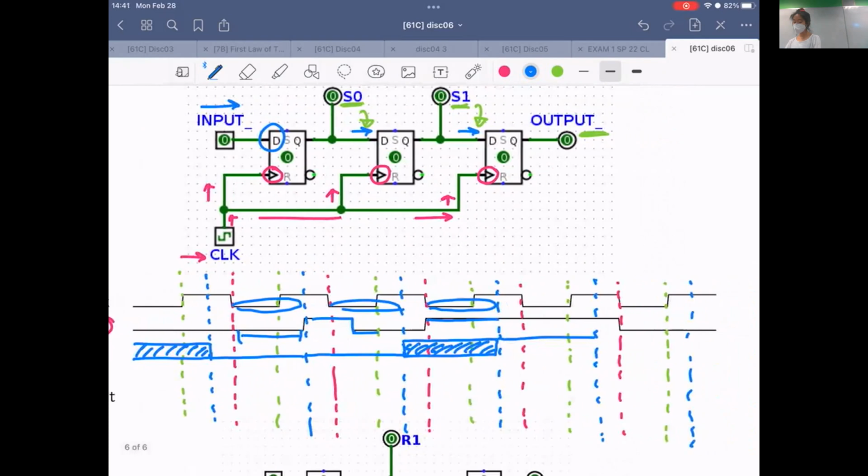So we can see that even though there was a period of uncertainty in the middle, if the signal corrects itself, so if the input to the register corrects itself, then our output is going to be corrected as well, and we'll be able to read from it again.